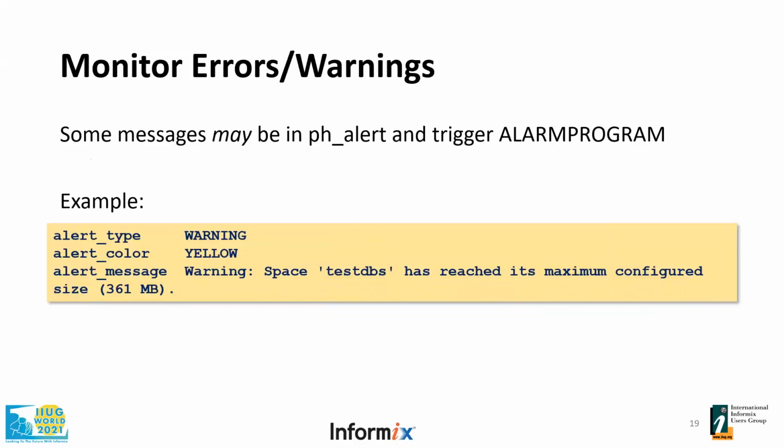Now, if there's a failure with extending that DB space, then you will get an entry in PH alert and the alarm program will be triggered. So here's an example where the DB space was stretched out until it hit the maximum size that we'd set. And then we get, in this case, a warning, and we'll get a message in the log, and here we're looking at the PH alert.